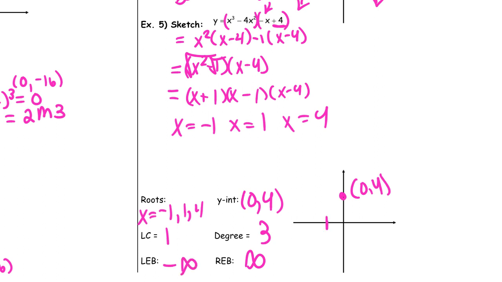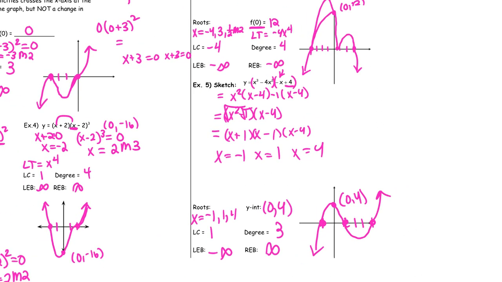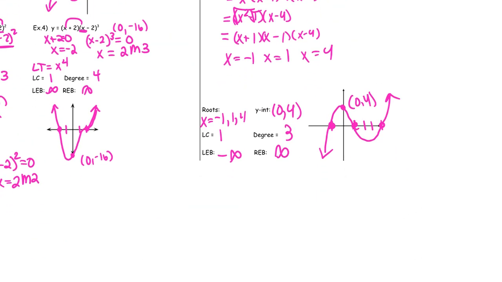Okay. So we have a root at negative 1, at 1, and at 4. Behavior going down. And we're going to cross at all the roots just like a line would. So we're going to come down, grab this, go up, grab our y-intercept, and come back down. So you see why you have to be able to factor. Questions, problems?